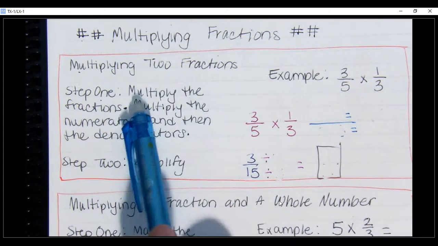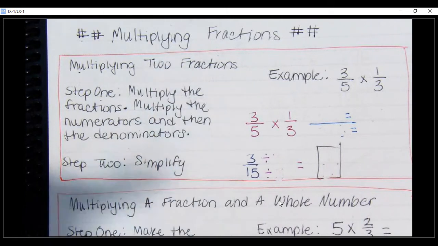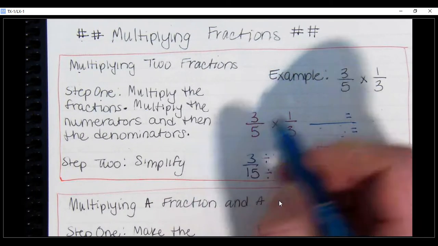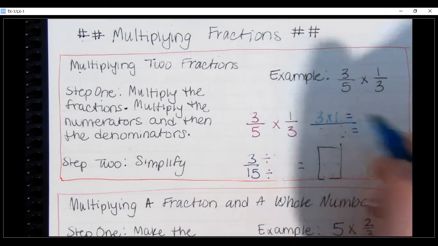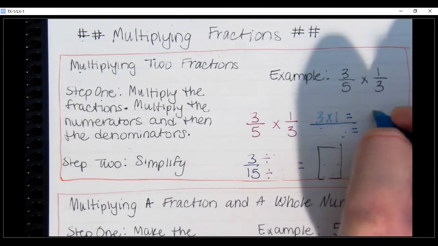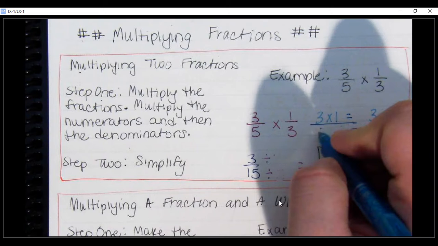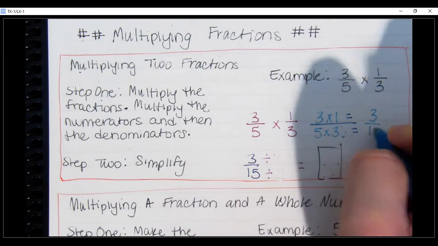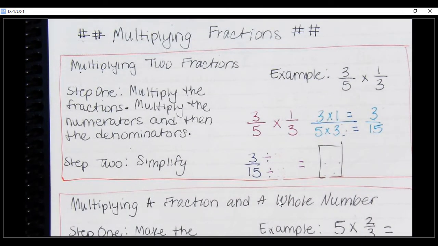Here we go. Step 1, multiply the fractions. Multiply the numerators and then the denominators. So we are super lucky. All we have to do is multiply across. So 3 times 1 is multiplying our numerators together to get an answer of 3. And 5 times 3 is going to be multiplying the denominators together. And we have 15. 3/15 is our answer. Yay!